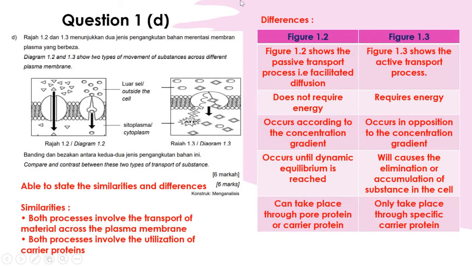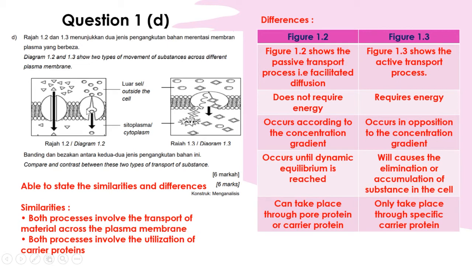Next we go to the last question, question 1D. Diagram 1.2 and 1.3 show two types of movement of substances across different plasma membranes. So this is diagram 1.2, diagram 1.3. Make sure you can analyze the diagram. So this is the plasma membrane. And this is the protein, the transport protein here.